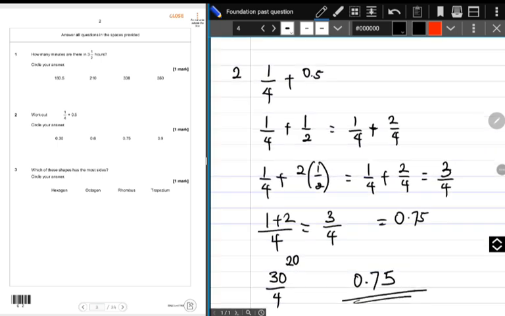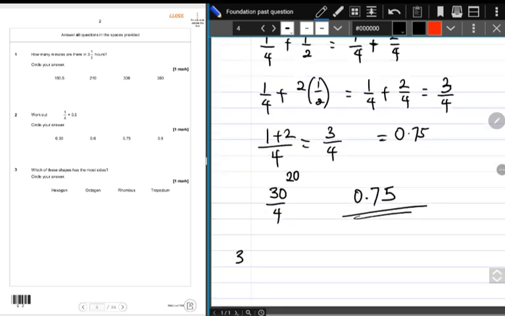I hope you guys are understanding what I'm saying. Question 3 says, which of these shapes has the most sides? Definitely we know it's the octagon, because the octagon has the most sides here, so we are going with octagon. In case you don't understand this, let me know in the comment section. I'll be able to explain shapes to you, like the hexagon, octagon, pentagon, and so on.